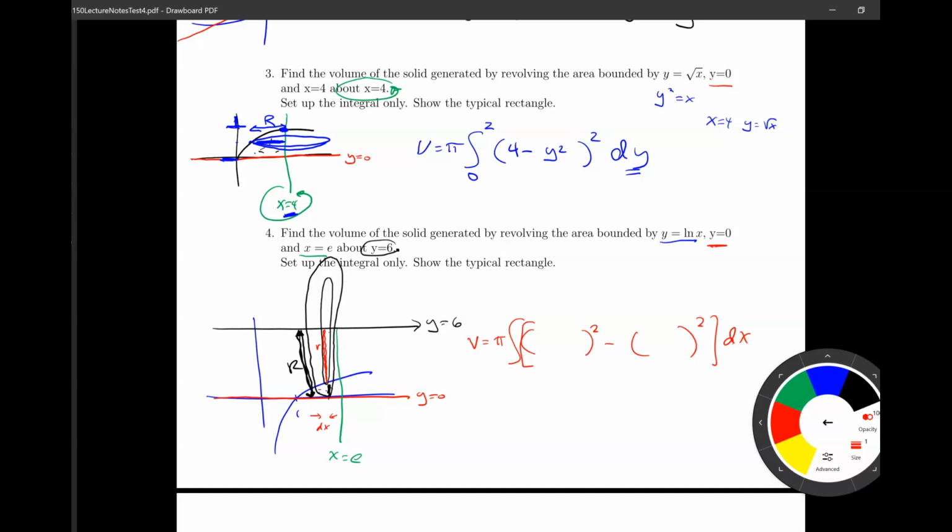All right, so the outside radius is this distance here, which is just going to be 6. The inside radius, I want to get this red distance, so I want to go all the way up to 6 and subtract off the function. And the function is ln of x. Then I need to build rectangles from and to. I can see by the limits given to me, from 1 to e.